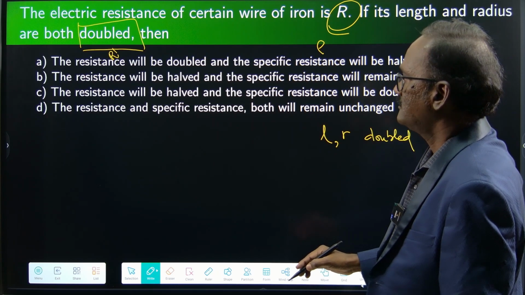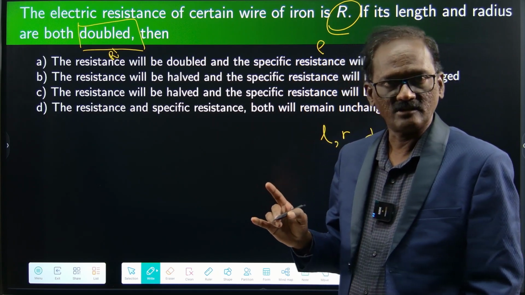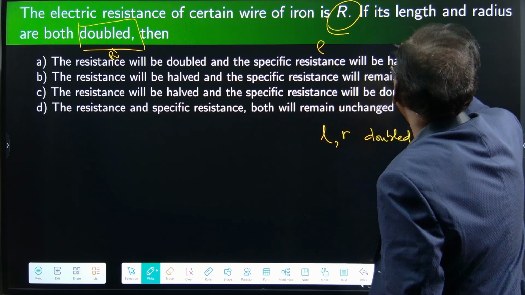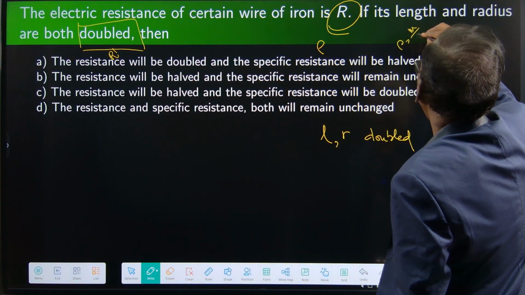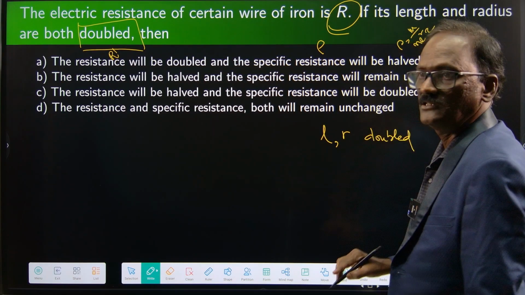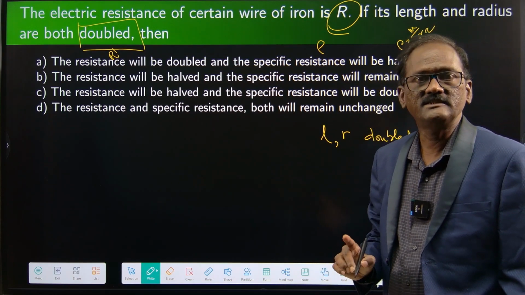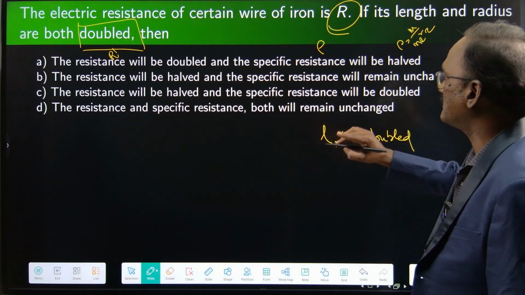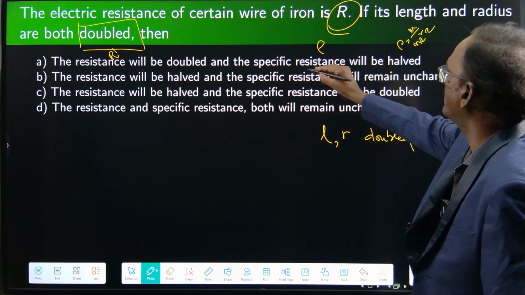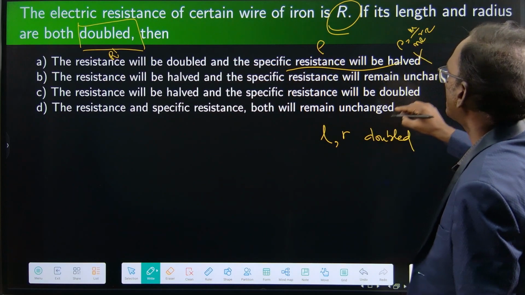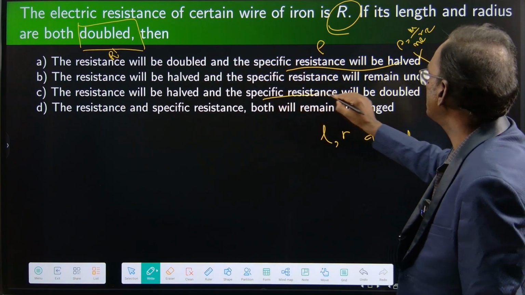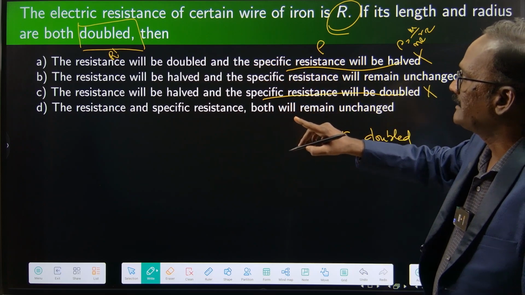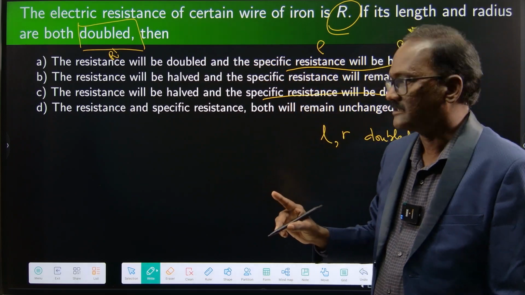Right? So specific resistance will always be constant, because for any given material, rho value is always constant. Rho is equal to m upon n e square tau. Unless we change the temperature, this is going to be constant. M, n, e, tau, everything is constant, right? So specific resistance halved is a wrong answer. Specific resistance doubled is a wrong answer, right? So only B and D can be the right answer.